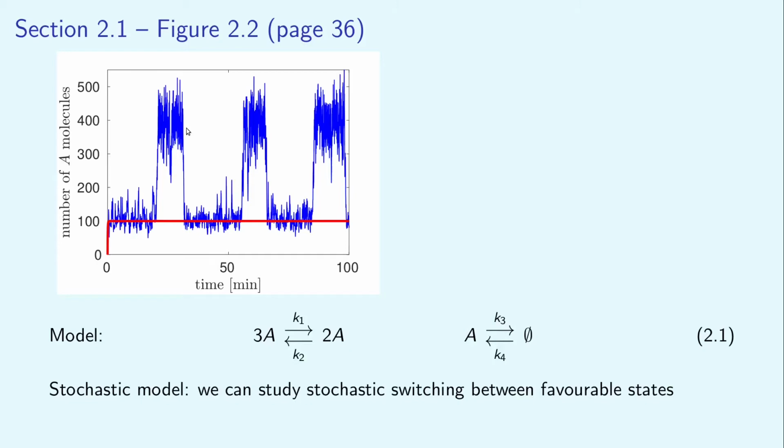The stochastic model is able to switch between the two favorable states of the system. It switches back and forth between 100 and 400. This phenomenon cannot be described by the deterministic model. If we analyze the ODE, then we can find the steady states, but the solution of the ODE converges to one of them and stays there, as you can see here with the red line. In particular, if we want to find out what is the average time to switch between the favorable states of the system, we have to use a stochastic model.